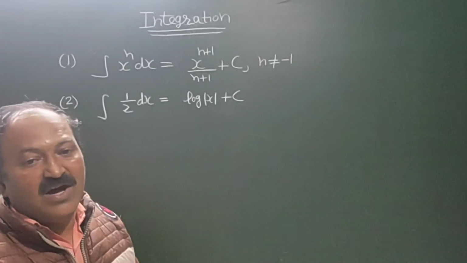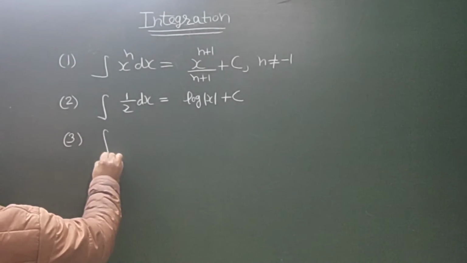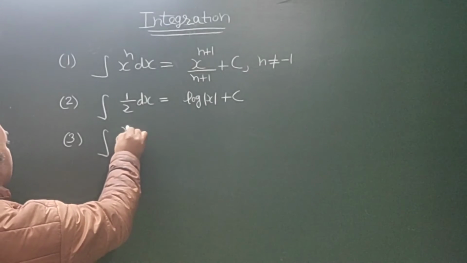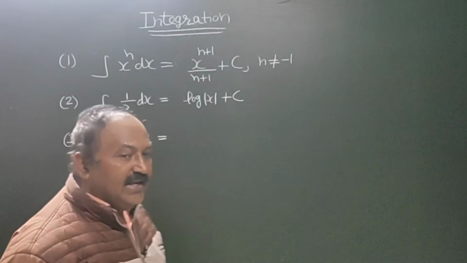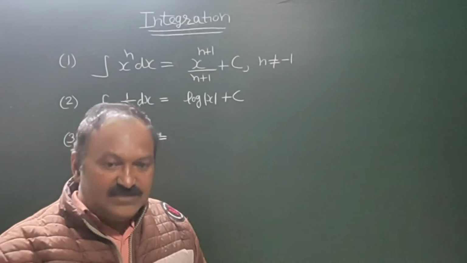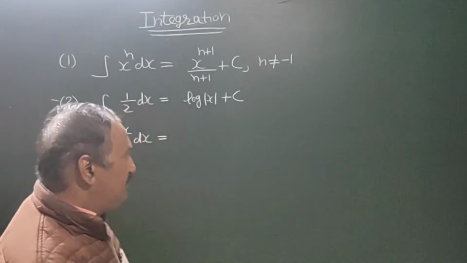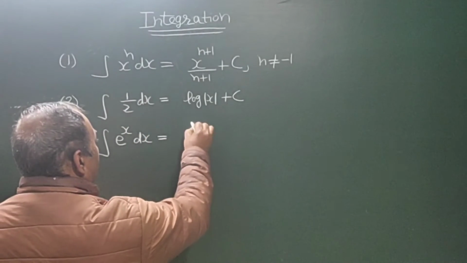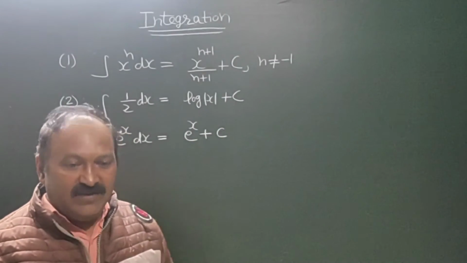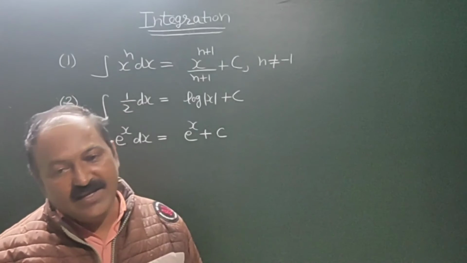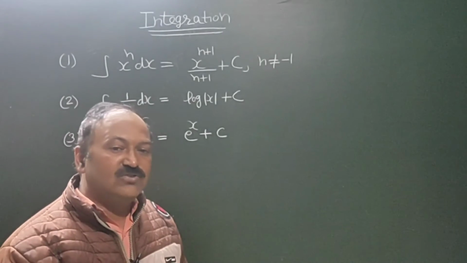The third basic formula of the integration is integration of e raised to power x into dx. As we know that integration is the reverse process of derivative, therefore integration of e raised to power x will be equal to e raised to power x plus constant of integration c, because derivative of e raised to power x is e raised to power x, therefore integration of e raised to power x is also e raised to power x.